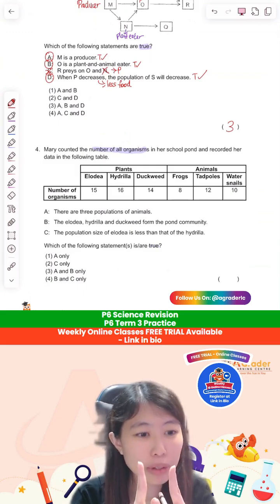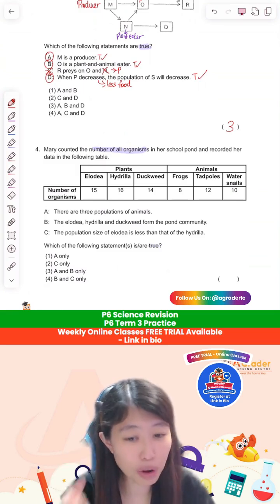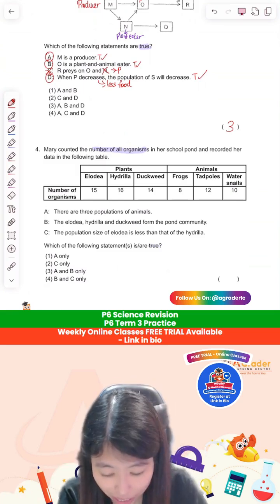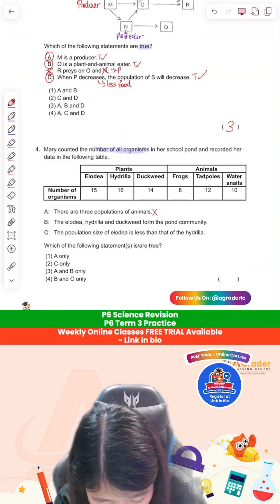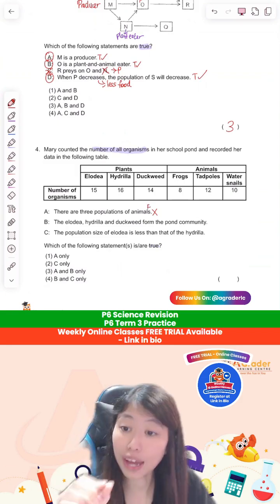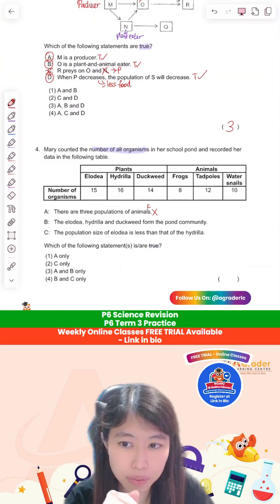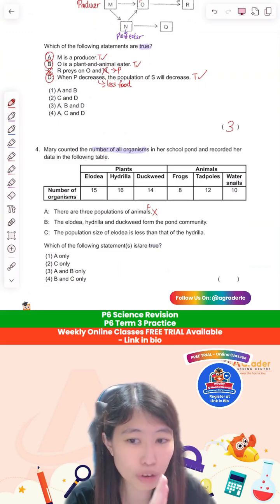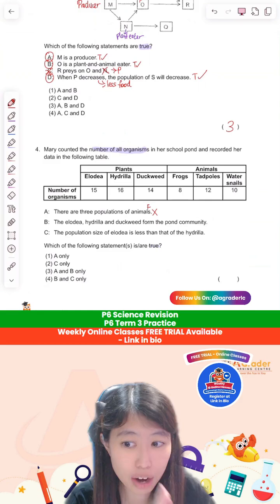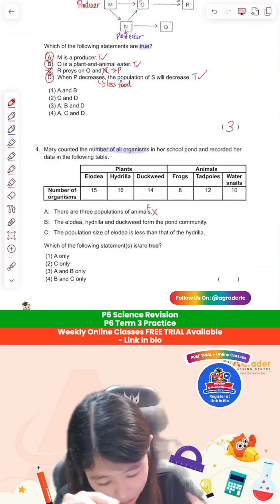Yes, very good, CW. Take note. A lot of you say this is false, right? Yes, this is wrong. There aren't 3 populations of animals. This is false. In fact, there are how many? There are 2 populations of animals. Very good. Only 2.